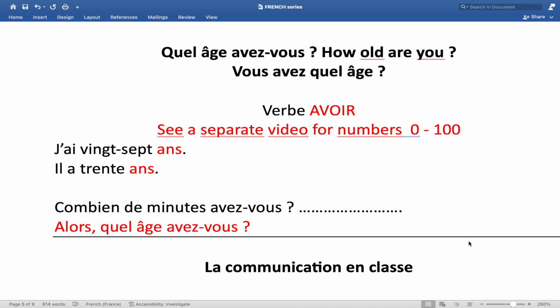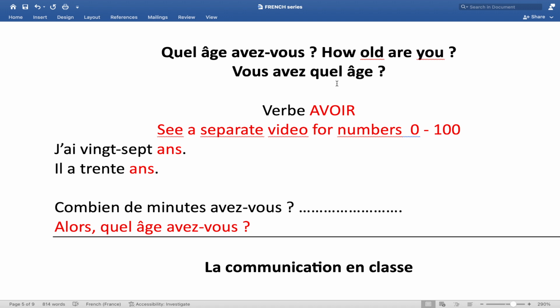And today we are going to talk about quel âge avez-vous? How old are you? Vous avez quel âge? This is also another way of asking the same question. So you can ask quel âge avez-vous? Or vous avez quel âge? How old are you?